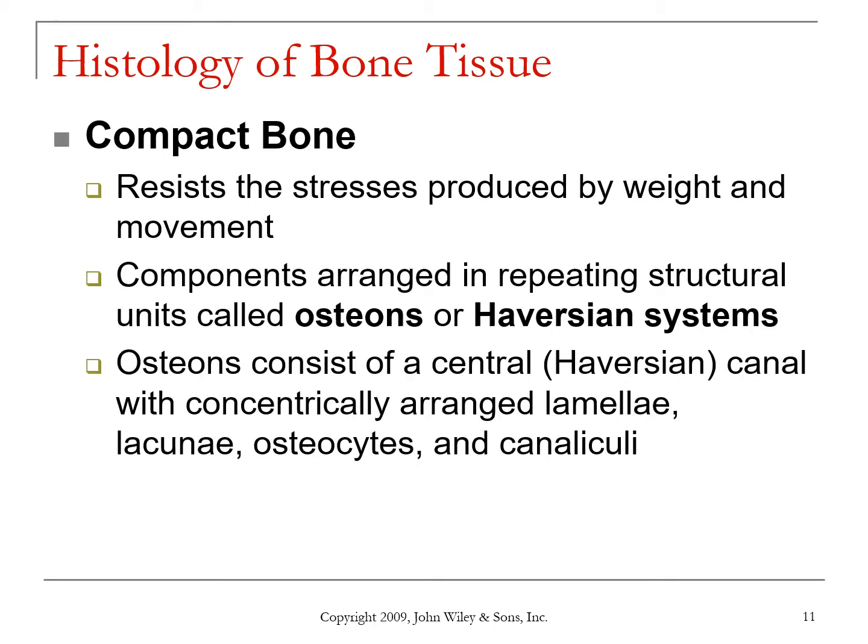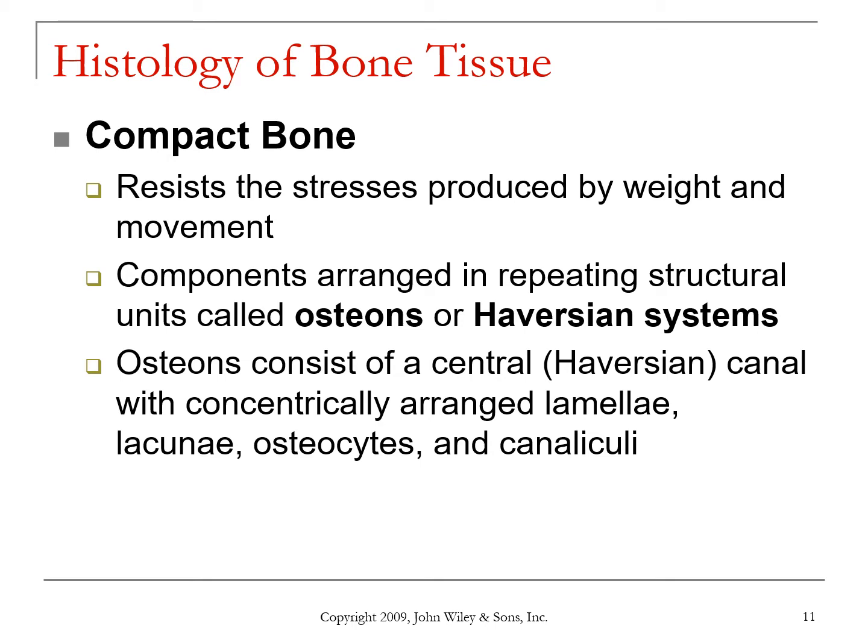Compact bone, because of the arrangement of tissues, is able to resist stresses produced by weight and movement. So this bone will not break under stress. And that's why it provides protection and support. Compact bone is formed by arrangements of repeating units called osteons, also known as Haversian systems.